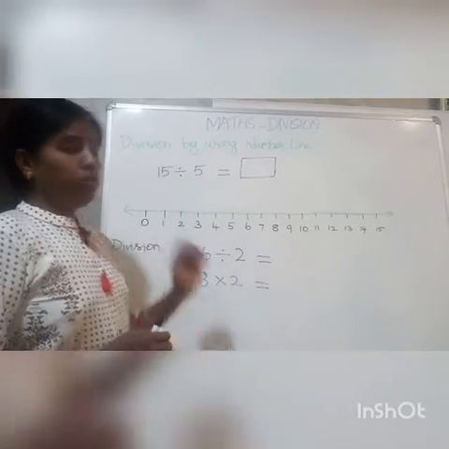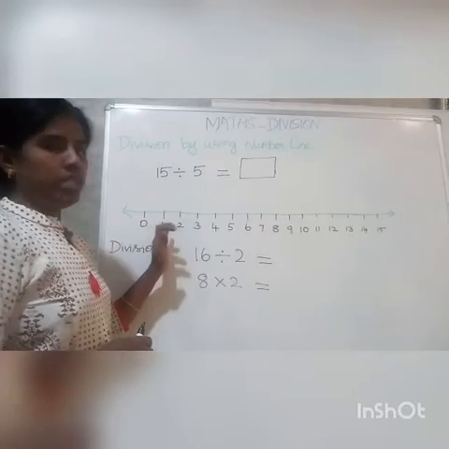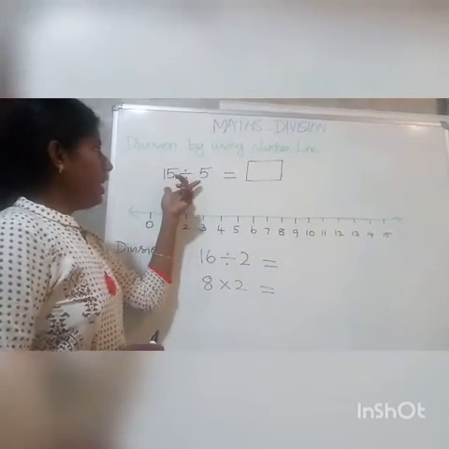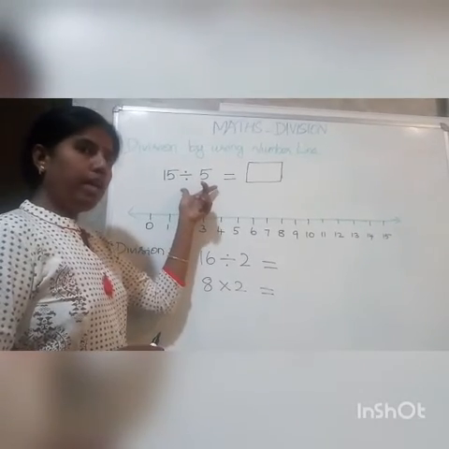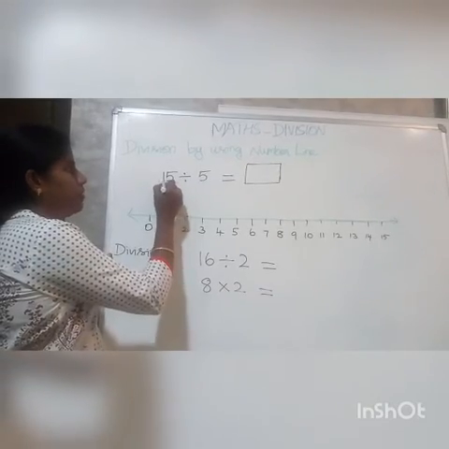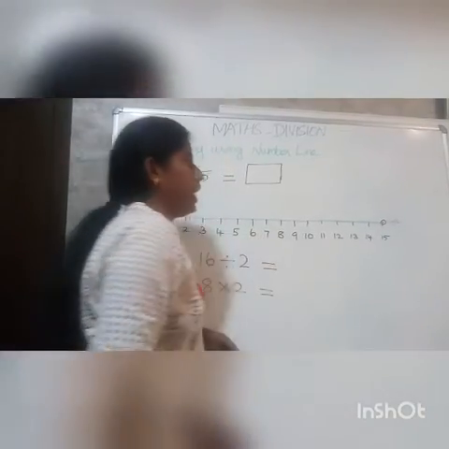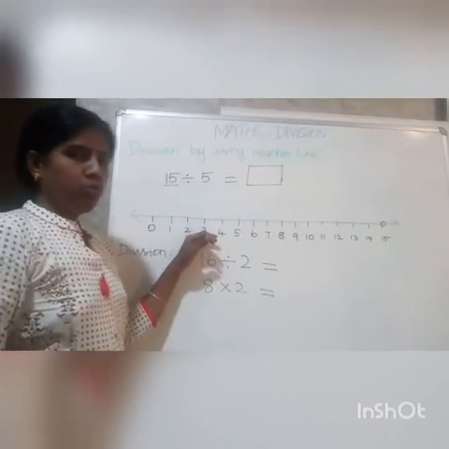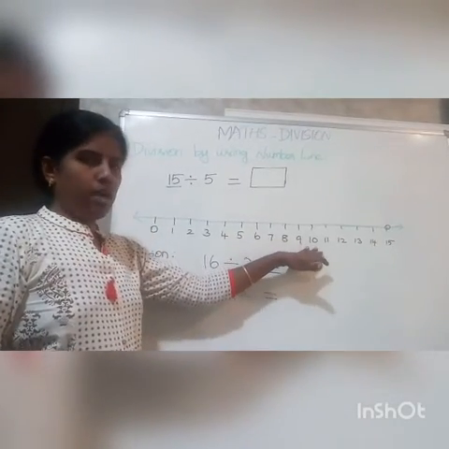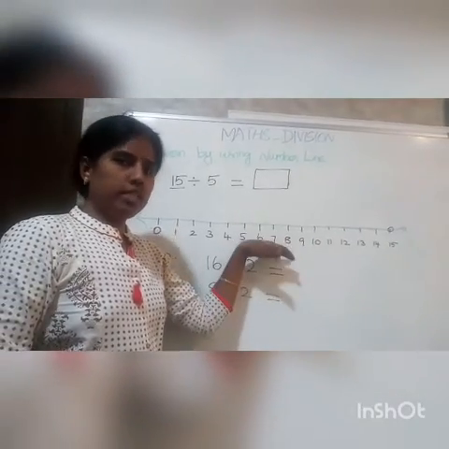Now we will see how to do division by using a number line. To start, first we need to draw a number line like this. Here we have the sum 15 divided by 5. The first number, the dividend, we need to mark on the number line. Then to do division on the number line, we need to do skip counting, but in the reverse direction, or backward skip counting.